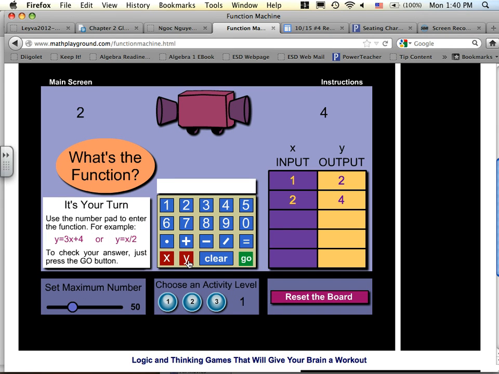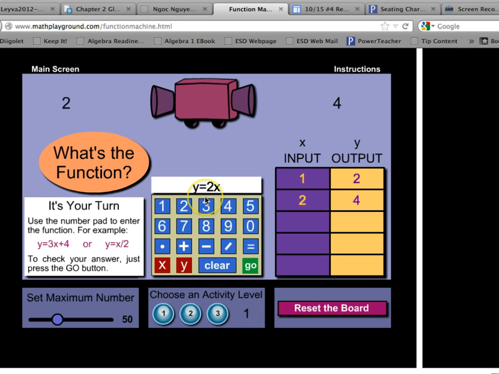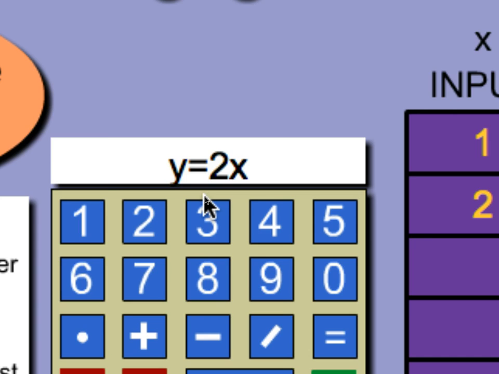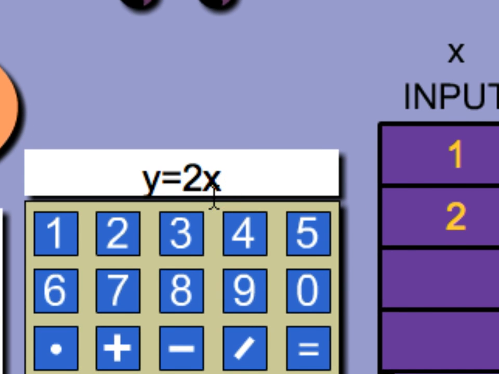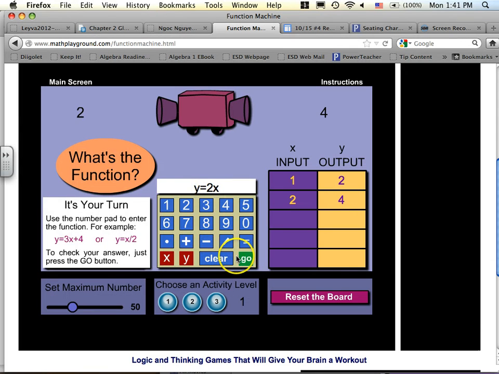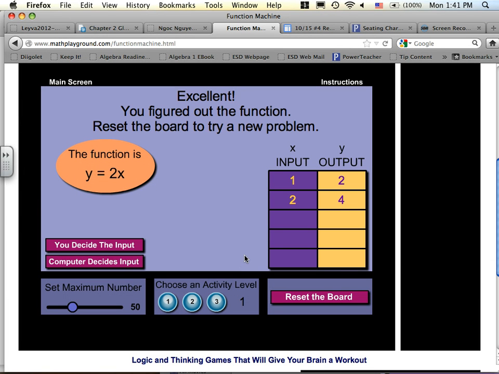So this is how you're going to write it. y, which is the output, equals the input times 2. Is that clear? Do you see that part? Makes sense, right? Whatever the output is, it's going to be the input times 2. So if I say go, it validates, yes, you got it right. So that's your objective. Let's move on to level 2.